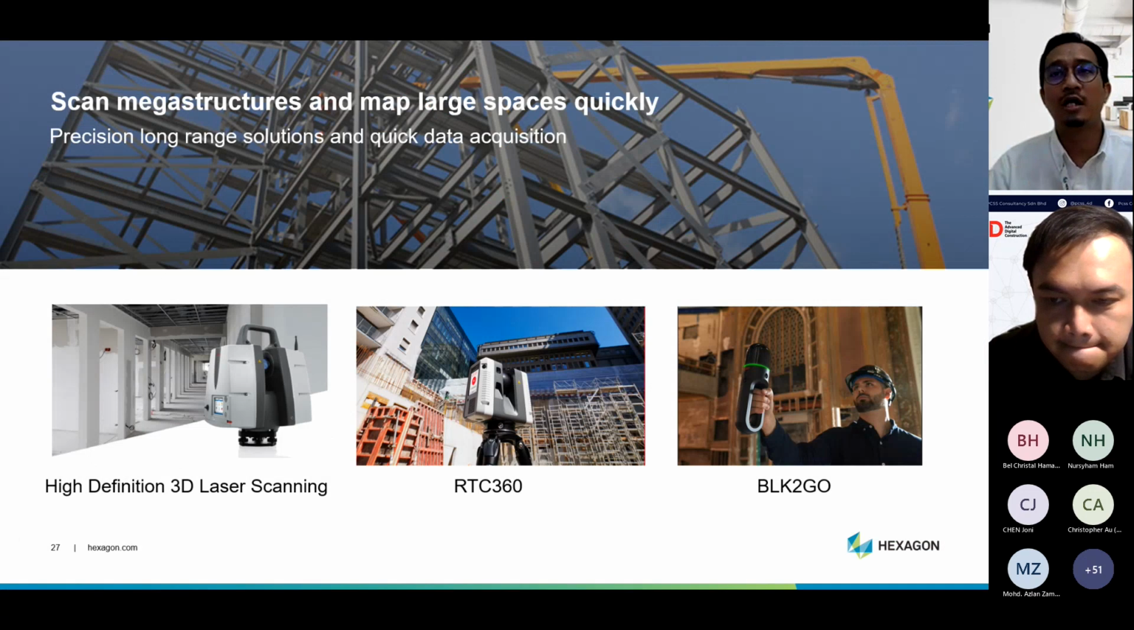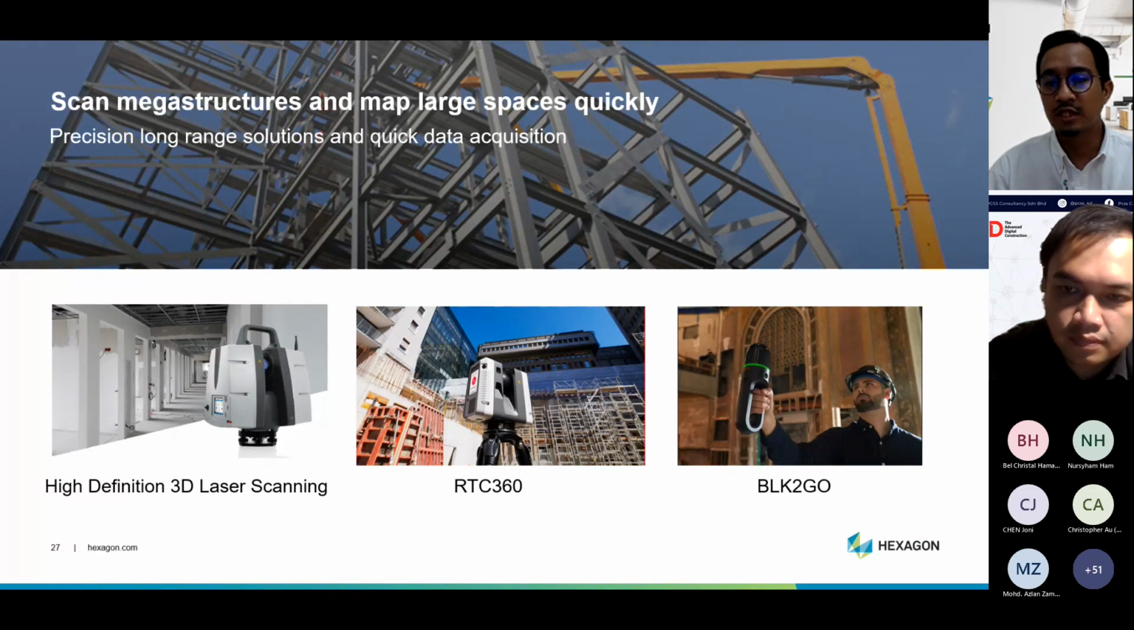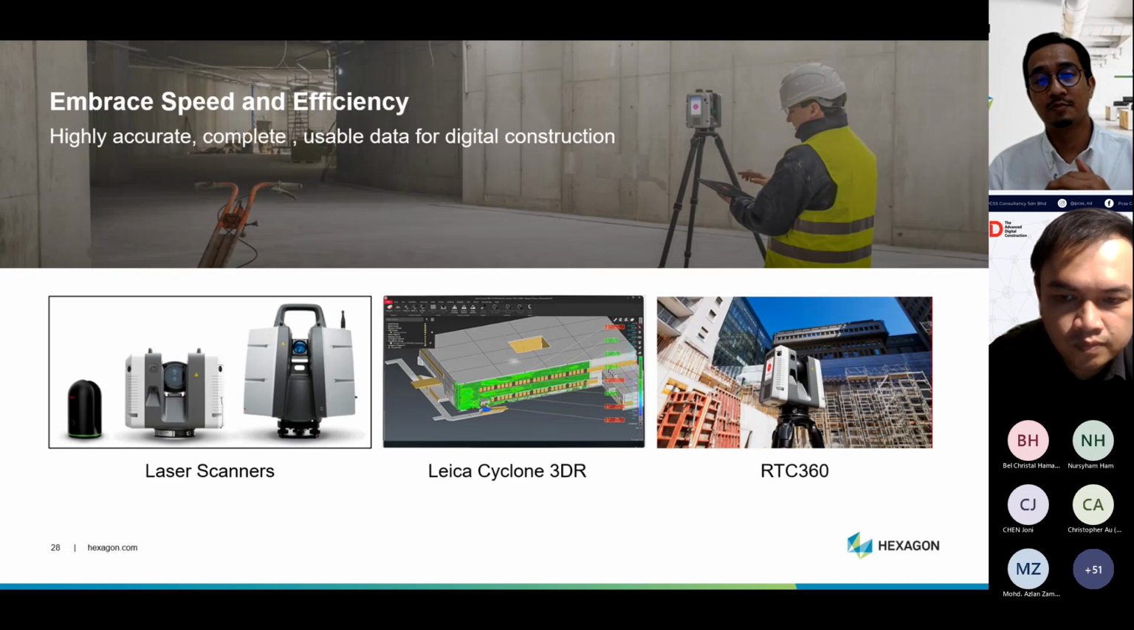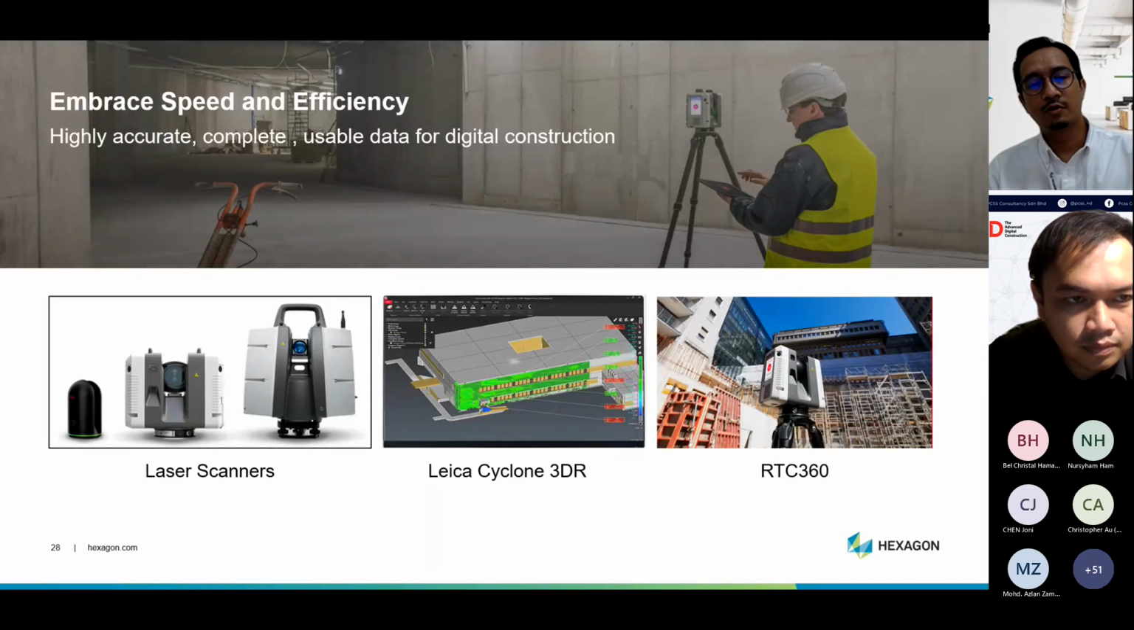Just to share with you a bit, if you're in a mega structure project and you would like to make use of reality capture solutions in your project, these are the technologies you can look into. Then we have contractors, for example, who like to embrace speed and efficiency. You want to create highly accurate, complete, usable data for digital construction. Digital construction means you probably want to use your laser scanner to analyze whether your floor is within a certain tolerance of horizontal, and the wall within a certain tolerance of verticality. So these are the things that are happening right now.